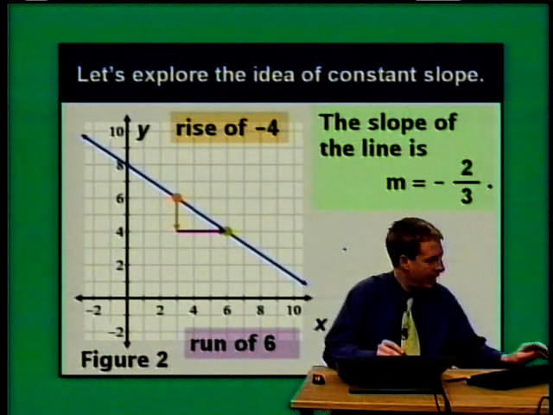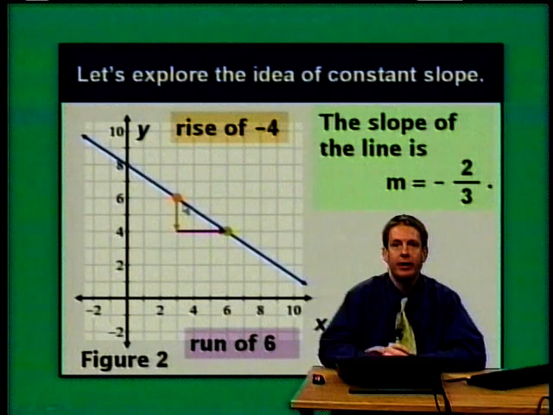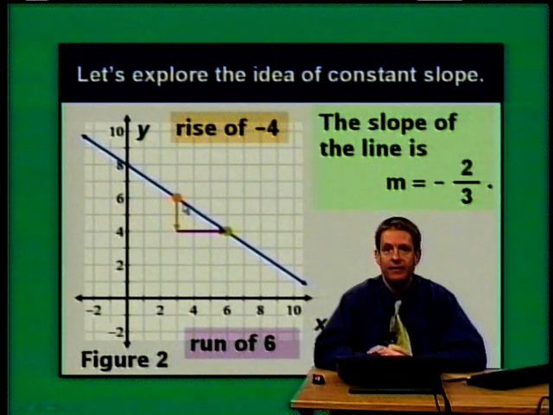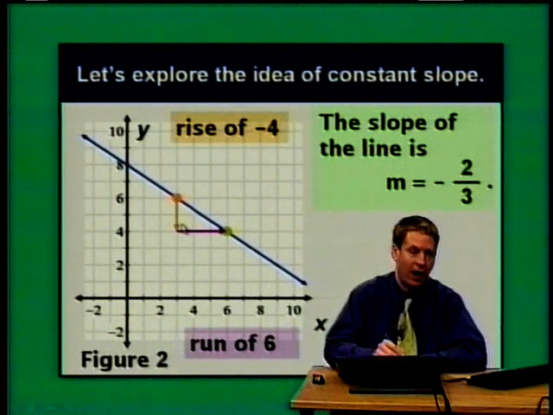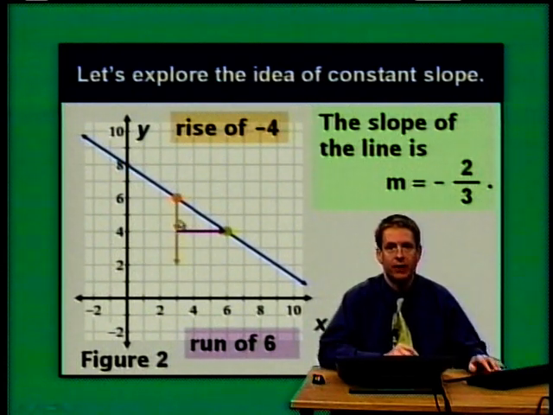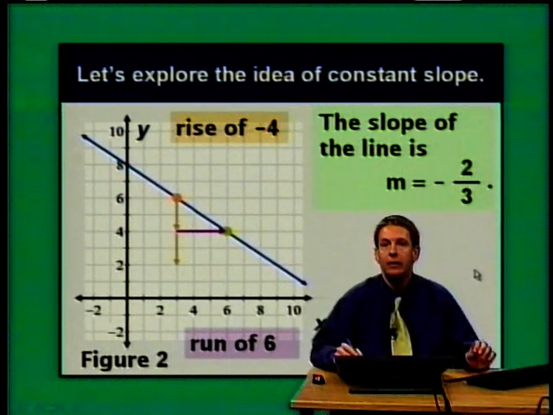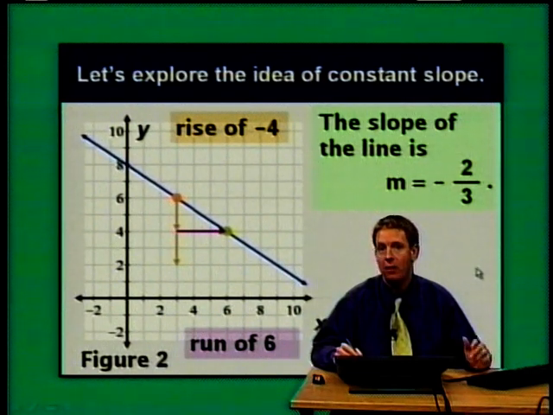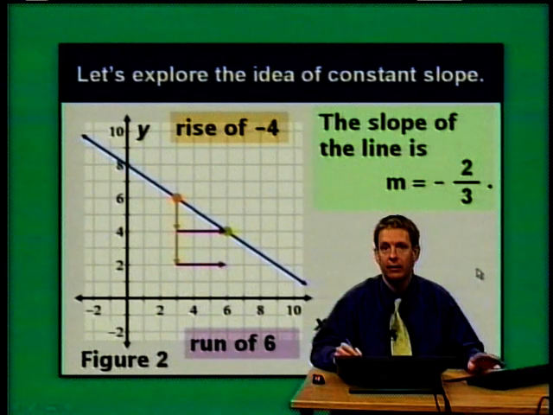Again, starting at the top point, the orange point, I'm going to begin with a rise of -4. I've already gone down 2 units in this rise. Let's go down another 2 units. Then to make a run of 6, one way I could do that is I could make 2 runs of 3. And check it out. I have another point on the line.